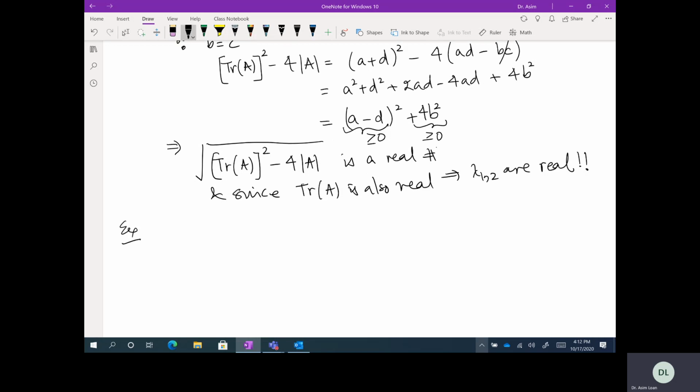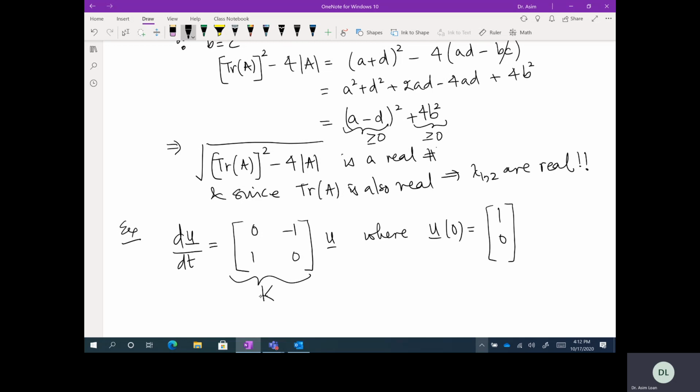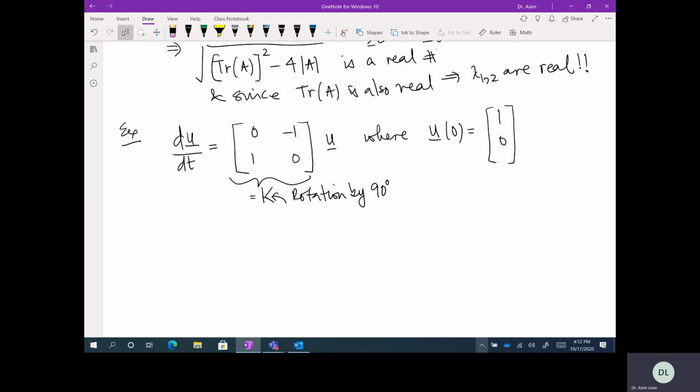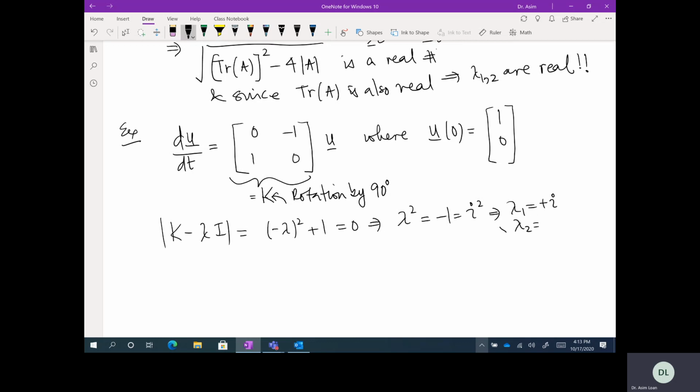Okay, so let's look at an example. du by dt equals, so this is a rotation matrix, where u0 is 1 and 0. So if you recall, this is the K matrix, this is the rotation matrix, rotation by 90 degrees. So determinant of K minus lambda I is minus lambda square plus 1 equals 0. This implies lambda square is equal to minus 1, which is equal to iota square. This implies lambda 1 is equal to plus iota, and lambda 2 is equal to minus iota.